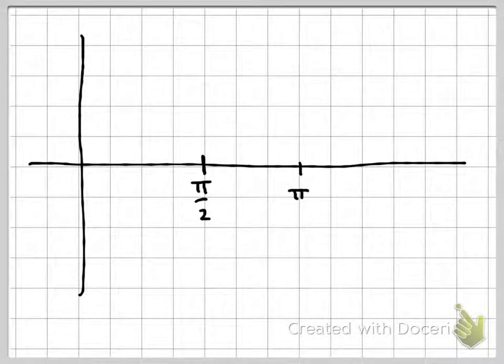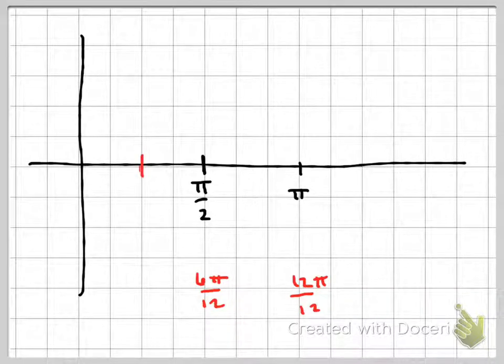So we have a denominator of 12, so to make this work in our favor, we need to get 12s. So I'm going to rewrite this down here as a 6 pi over 12, and I know this is a 12 pi over 12. And because I know this is a 6 pi over 12, we can assume that halfway would be 3 pi over 12.